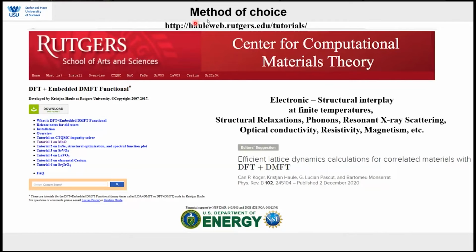If you have any questions about using this code, you have here my email address. I'm happy to explain how to use the code, how to go through these tutorials, or how to compute relaxations of the lattice, phonons, all these quantities.